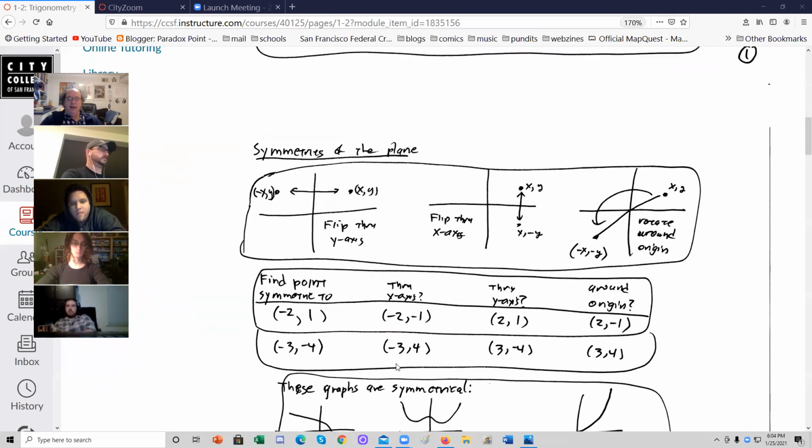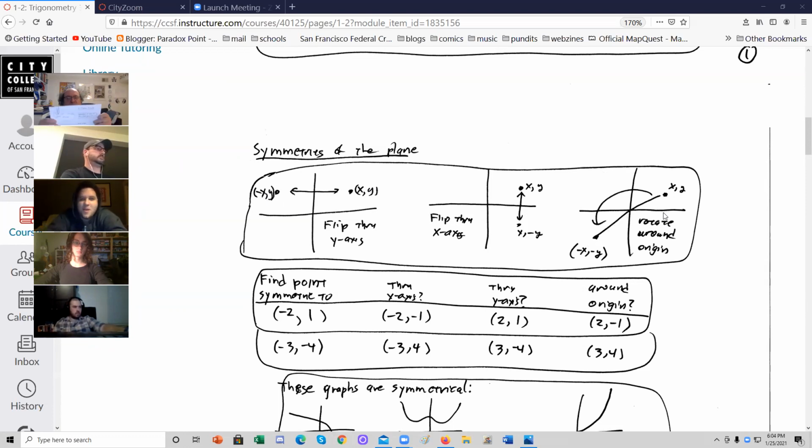Now, later, when we do a lot of graphing of trig functions, we'll be dealing with the symmetries of the plane. Symmetrical left through right, flip to the y-axis. Symmetrical up through down, flip to the x-axis. And symmetrical around the origin, rotate around the origin. If a point is (x, y), when you flip it through the y-axis, you get the point (-x, y). (x, y), when flipped through the x-axis, gets the point (x, -y). And (x, y) rotated halfway around the origin gets to the point (-x, -y).